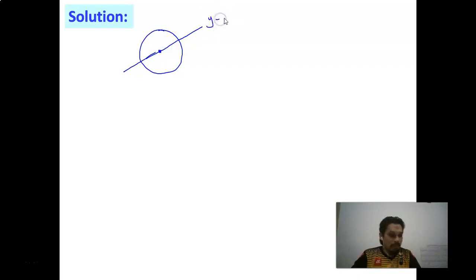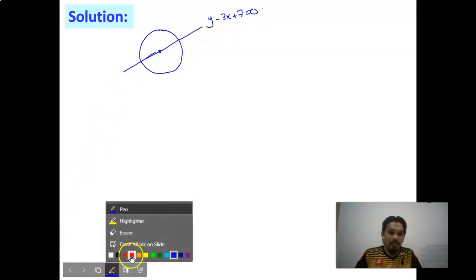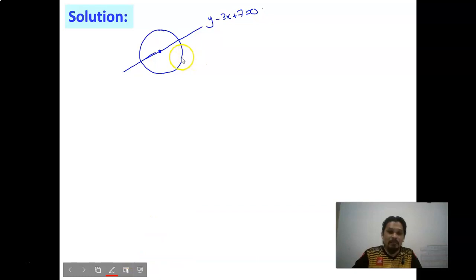There is a line of this, y minus 3x plus 7 equal to 0. There is a line passing through the center of the circle. Okay, and then let's say if I put again one of the coordinates here, which is 3 and 2, and here is 1 and 1.